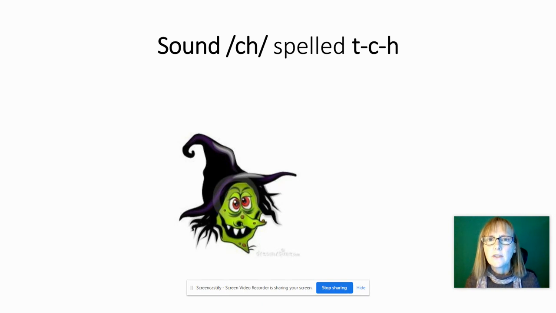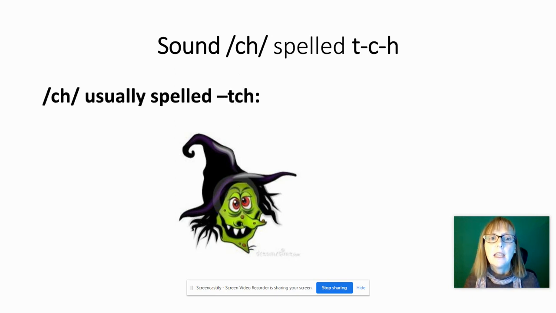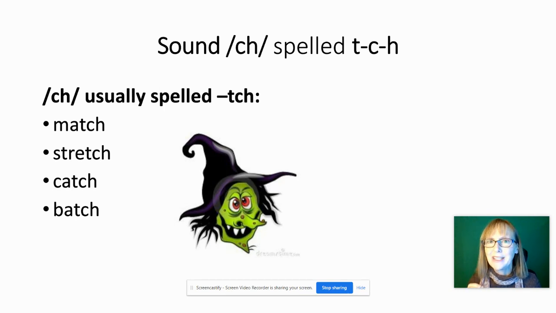Okay, here is our first sound pattern for this week, the ch, spelled T-C-H. It's usually spelled TCH at the end of a one-syllable word with one vowel, a short vowel. So match, short A, TCH. Stretch, short E, TCH. Catch, short A, spelled TCH, the ch. Batch, like a good batch of cookies, spelled TCH. Stitch, short I, and then followed by TCH for ch. And witch, like this little witch here, spelled again with the short I sound and then TCH.